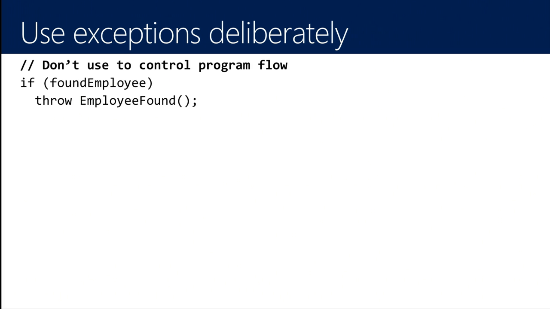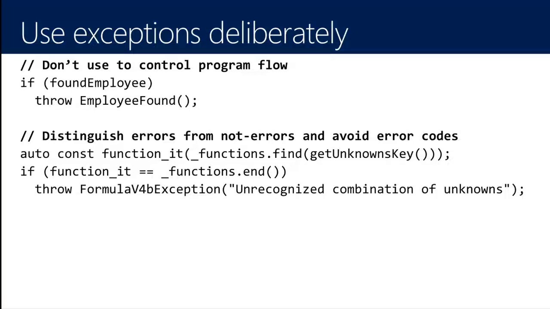Use them deliberately. That's a theme, right? Intentional and deliberate. Don't use them to control program flow. We don't do that, do we? Distinguish errors from not errors and avoid error codes. What's funny about this is, in the C days, it was pretty easy just to ignore error codes. It's pretty easy to ignore exceptions too. You just have a catch-anything and then just ignore it. So again, you have to try to handle them, right? Avoid the error codes. Try to catch exceptions if you can do something about it.